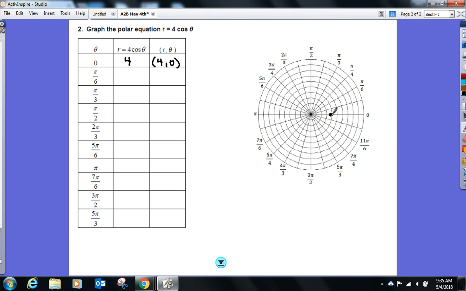Everyone ready now? Pi over 6. So 4 times the cosine of pi over 6. Now, put it in radians if you're going to plug in pi over 6 in your calculator, or if you're in degrees, what's pi over 6? 30 degrees. Guys, please make a decision. Are you going to put pi over 6? Make sure it's in radian mode. If you're going to put 30, make sure it's in degree mode.